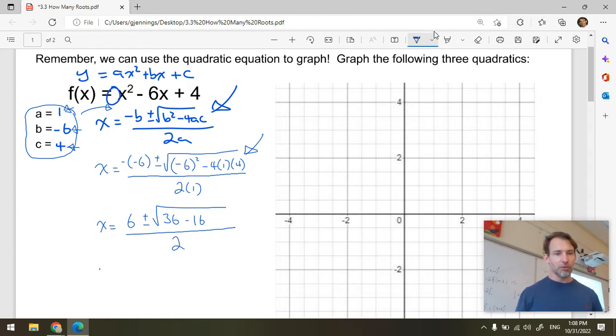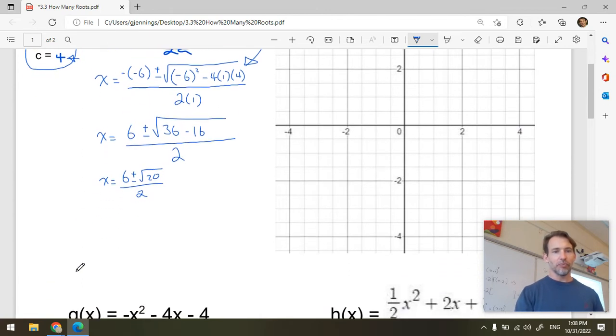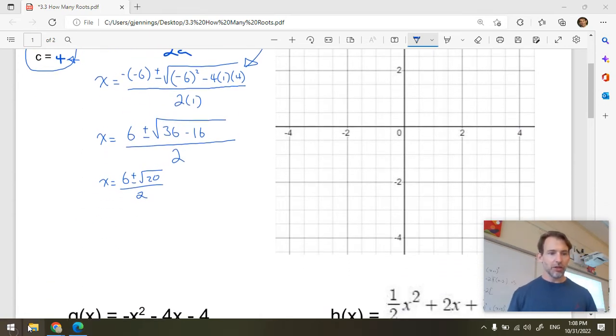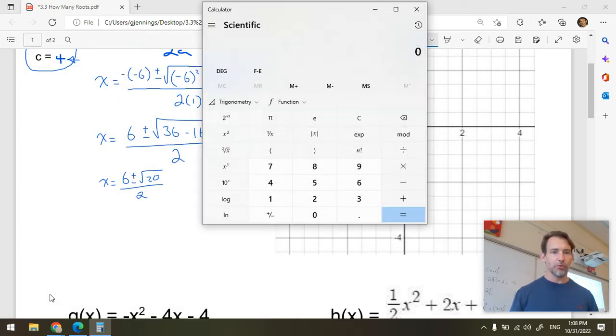Okay. Now x is equal to 6 plus or minus the square root of 20, because that's 36 minus 16 all over 2. Turns out this one would not have factored, which is fine. And let's take a look at what these values are for x. So we're going to kick on our calculator. We don't happen to know the square root of 20 off the top of our heads, but we do know that it's going to be between 4 and 5, because 4 squared is 16, 5 squared is 25. So the square root of 20 is going to lie in between their square roots.